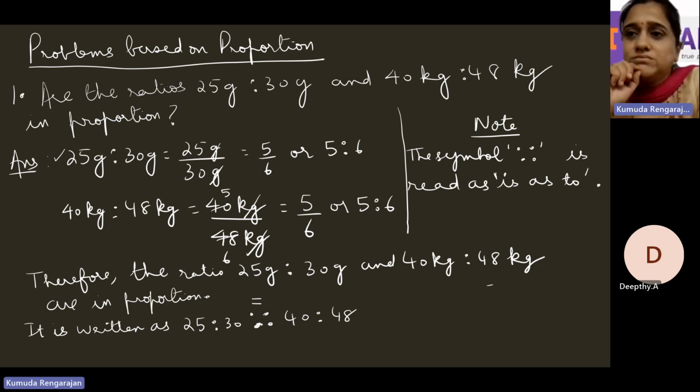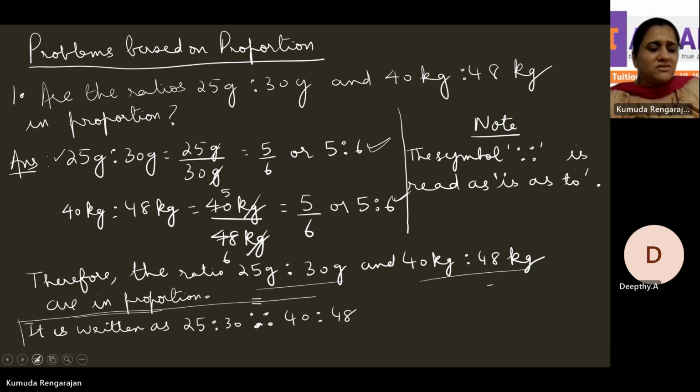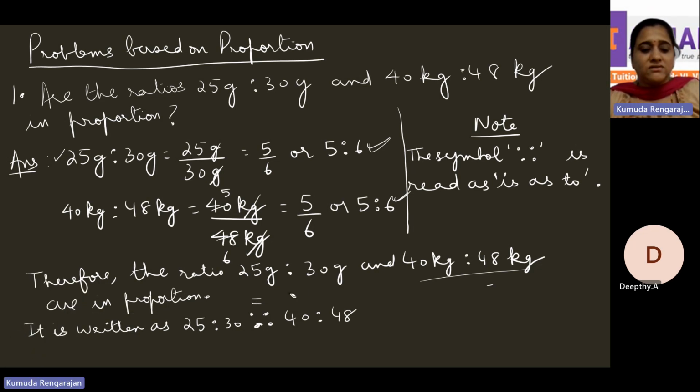If the simplest forms of the two ratios are the same, here they're the same, 5:6, 5:6, then the given numbers are in proportion. If they're not the same, they're not in proportion. So how do you give the answer? Therefore the ratios are in proportion, because this is equal to this. Understand? Now, this one I just wrote for your information. This is not a part of the answer. The answer ends here.